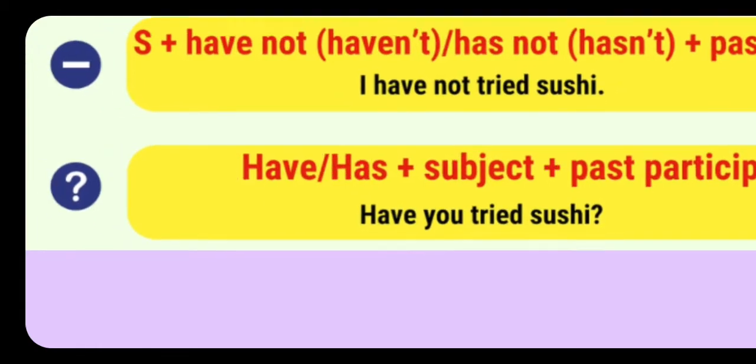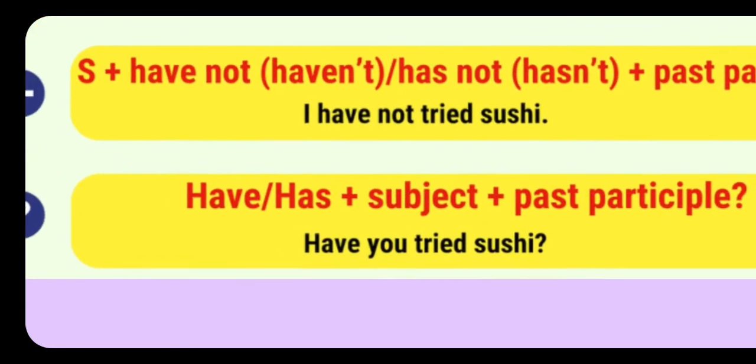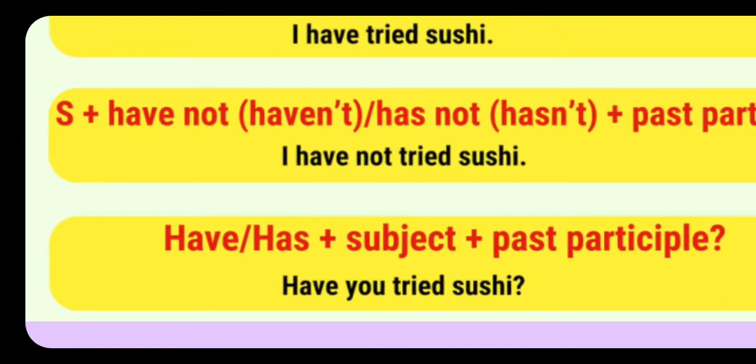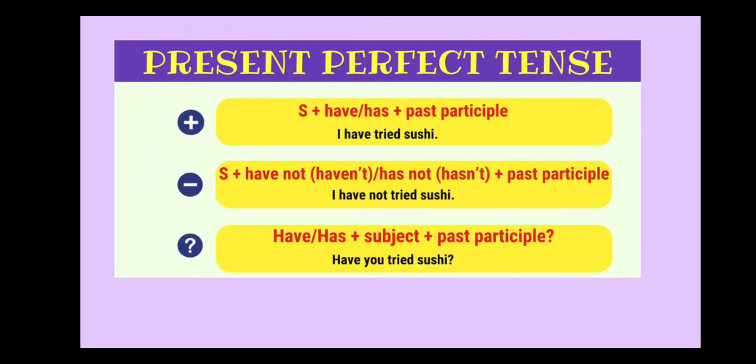And finally, the interrogative form. You have first have or has, not the subject, plus the subject in the second place, plus past participle, plus a question mark, okay? There is an inversion here, like in most of the questions in English. For example, have you tried sushi? Okay, this is the form of the present perfect.